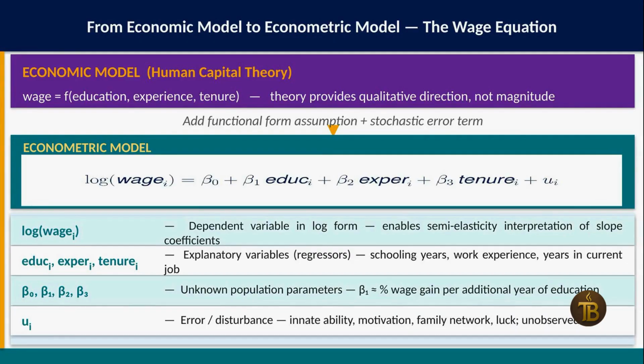Education, experience, and tenure become our explanatory variables, the regressors. Beta 0 through beta 3 are the unknown population parameters we want to estimate. Beta 1, for instance, is roughly the percentage wage gain from one more year of education. And U is the error term, soaking up everything we cannot observe: ability, motivation, family connections, plain luck.